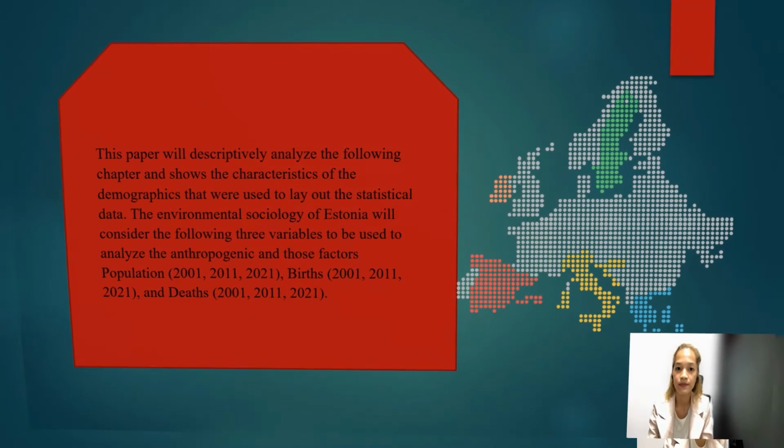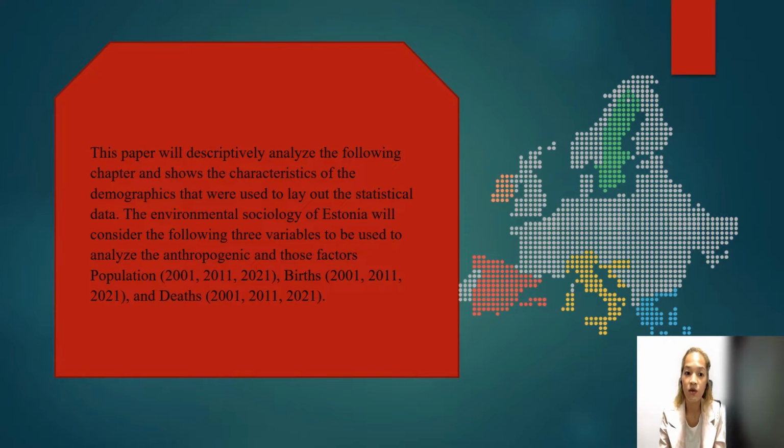This paper will descriptively analyze the following chapter and show the characteristics of the demographics that were used to lay out the statistical data. The environmental sociology of Estonia will consider the following three variables to analyze the anthropogenic factors: population, births, and deaths.